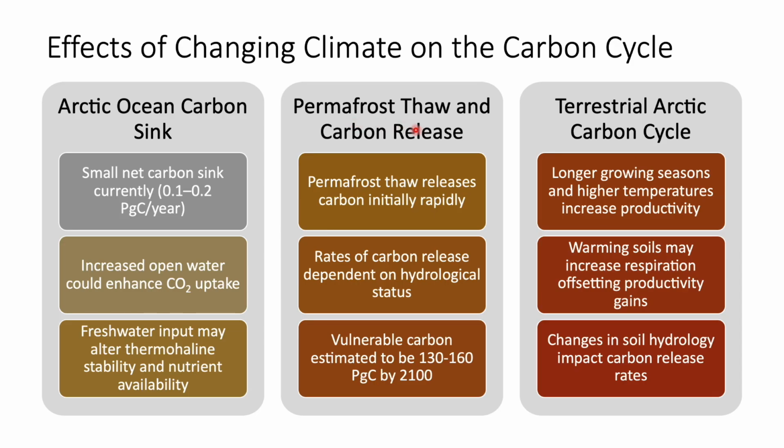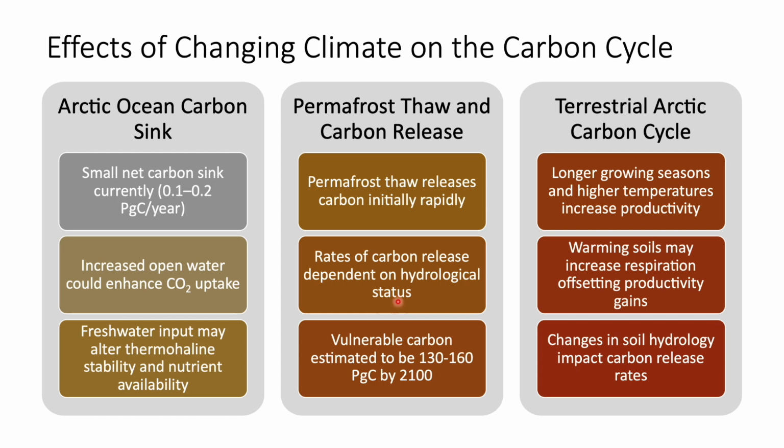And on the other hand, permafrost thaw actually releases carbon also. The permafrost thaw releases carbon initially rapidly, and the rate of carbon release depends on the hydrological status. Currently, we estimate around 130 to 160 petagrams of carbon may be released by 2100. So the numbers are quite scary. That means a huge amount of carbon may be released from the permafrost. And what is the reason for that? The thawing of permafrost is due to global climate change.